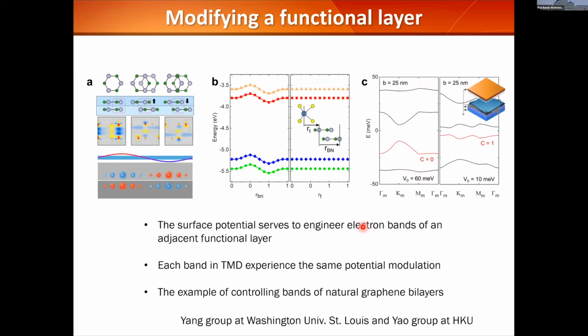So what can we do with the substrate? The most exciting thing to us is really now to use it to modulate, to put an adjacent functional layer. And as I mentioned, when you twist 2 TMDs, you actually are changing the conduction band and valence band in a very complicated way. But now you put a TMD, for example, on top of a twisted hBN, and each of the bands is modulated in the same fashion by the twisted hBN. That reduces the complexity, depending on what you're trying to do.